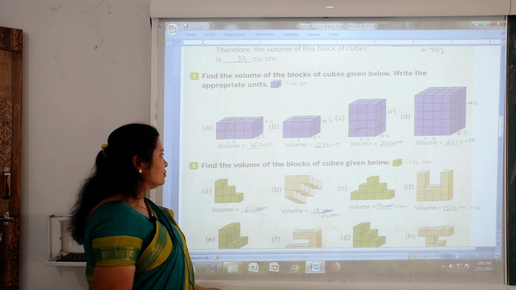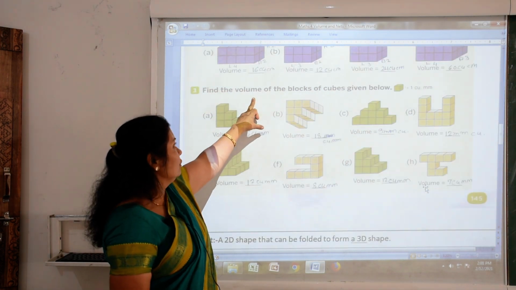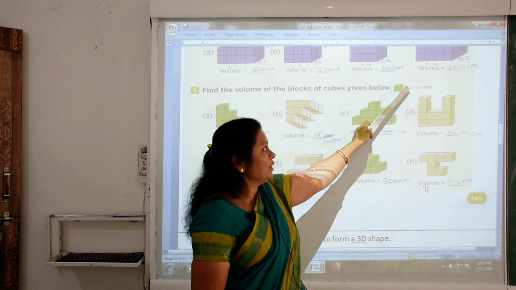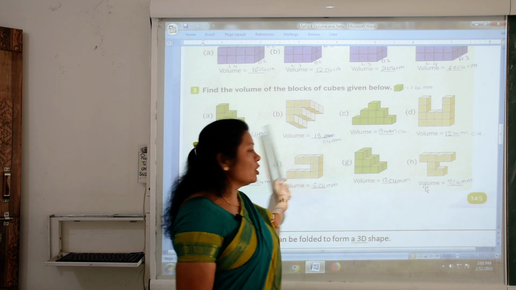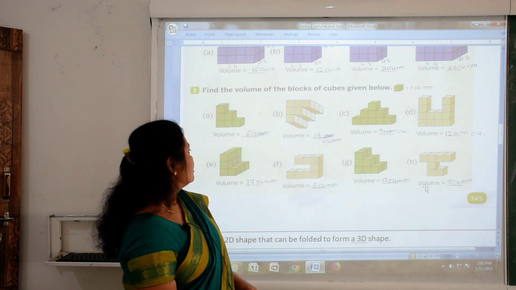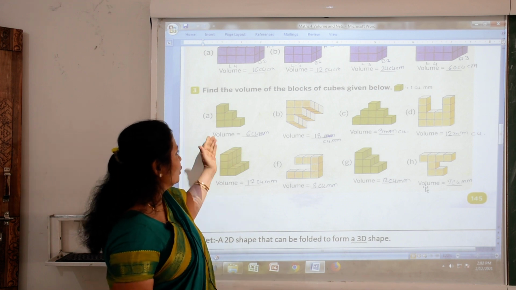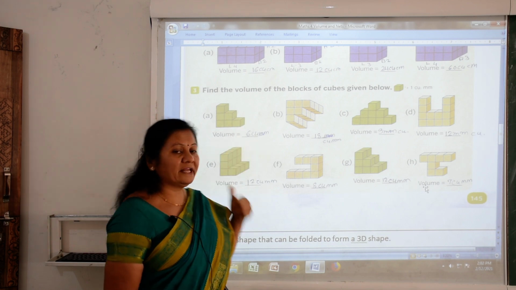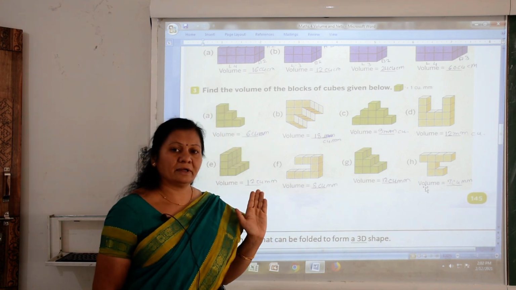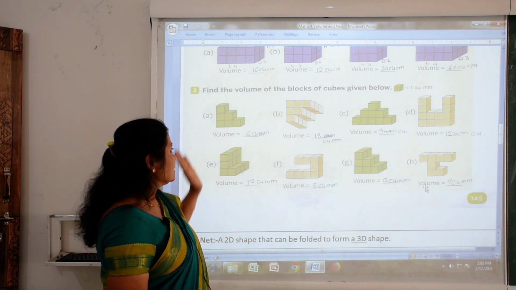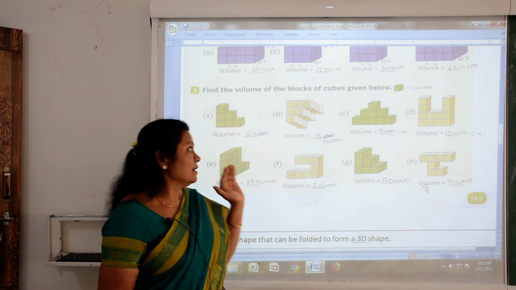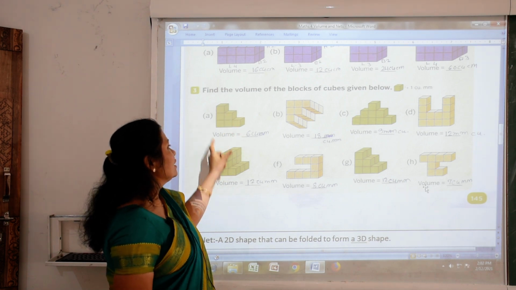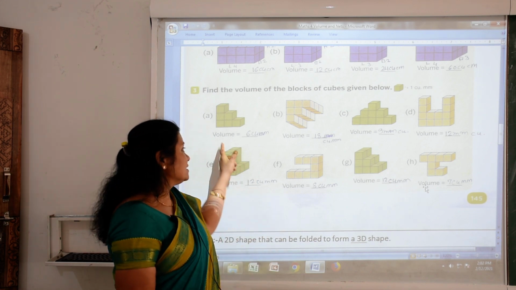Now here, second question. Find the volume of the blocks of cubes given below. So this measurement is also 1 cubic millimeter. क्या है इस बॉक्स का, 1 cubic millimeter. So here volume, how many cubes? Here the length, breadth and height are all different. So it means we will count the squares. How many squares are given here? 1 2 3 4 5 and 6. So the volume is 6 cubic centimeter.